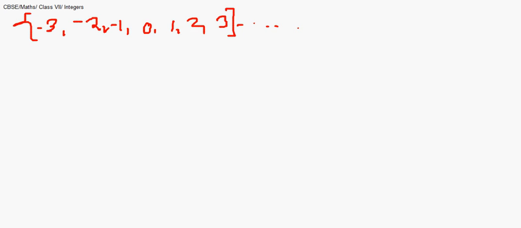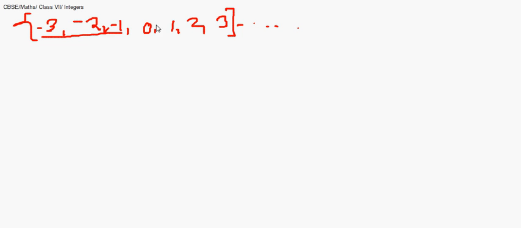When I write, suppose -3, -2, -1, 0, then I continue with 1, 2, 3 and so on, right? This is a set of integers. What does this comprise of? It comprises of whole numbers as well as negatives of all the natural numbers. Whole numbers because I have 0 along with 1, 2, 3, the natural numbers. We also have the negatives of the natural numbers, that is -1, -2, -3, and so on.